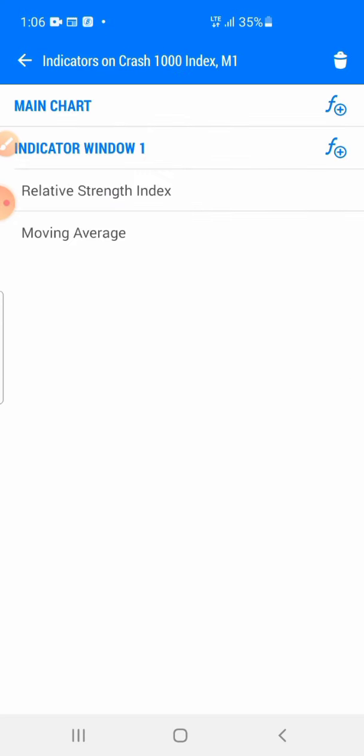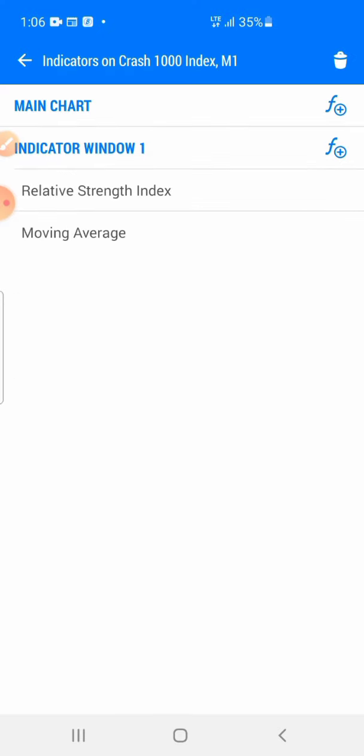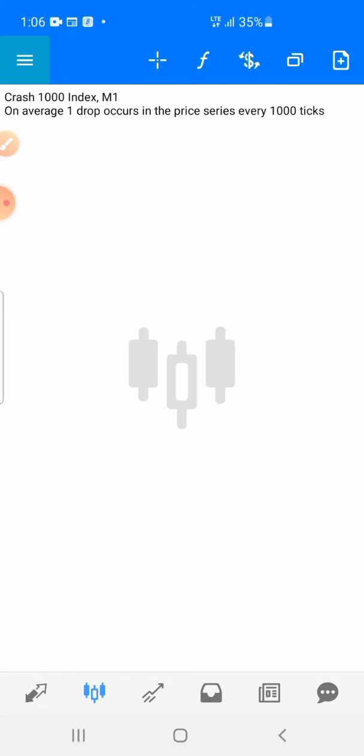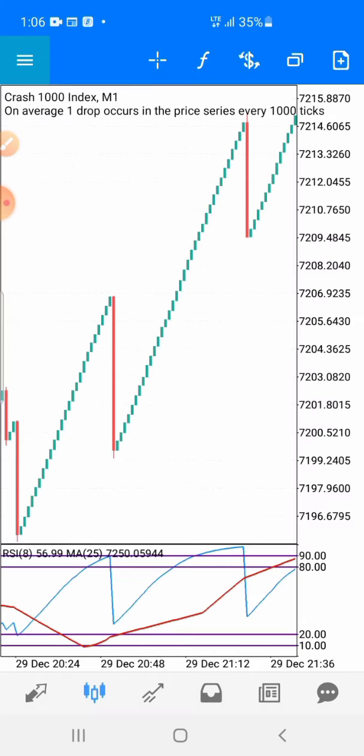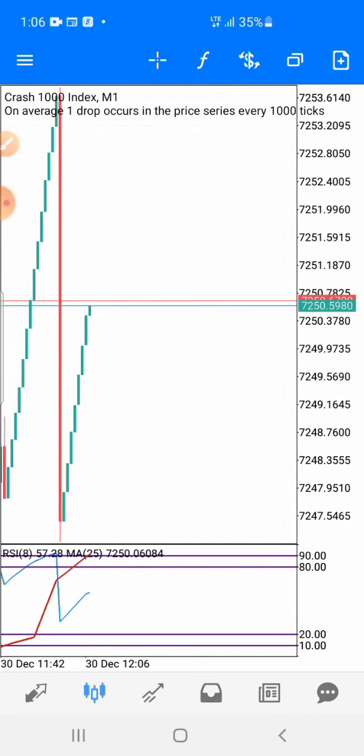Then the second indicator we are using is the moving average. Our period is 25, and the method is simple. Apply to close, style 4 pixels, and you see the color already. So that's all you need for this strategy, guys. So once you see the 2 lines converge, you can see that the blue is coming back to level 80. Once we see it back there again, we place our sell.